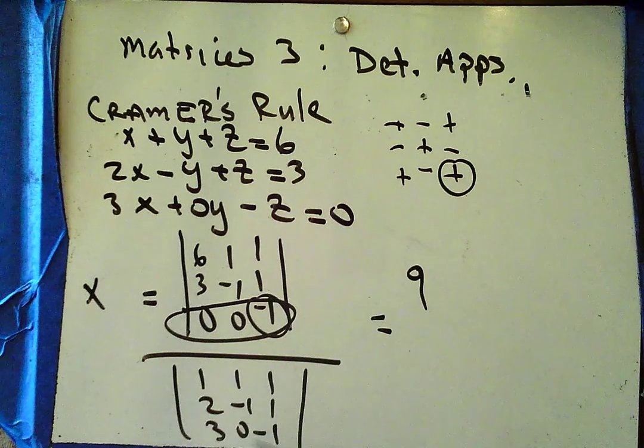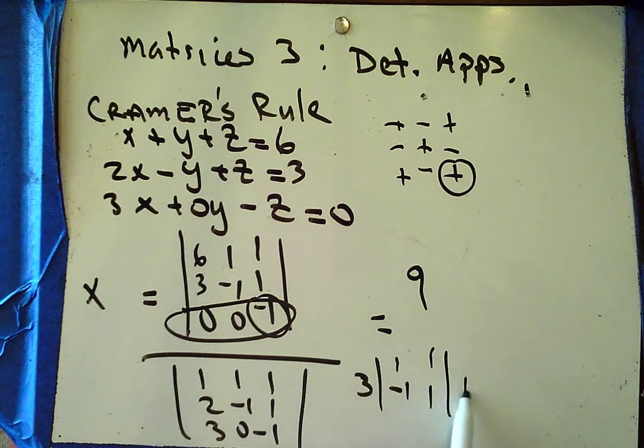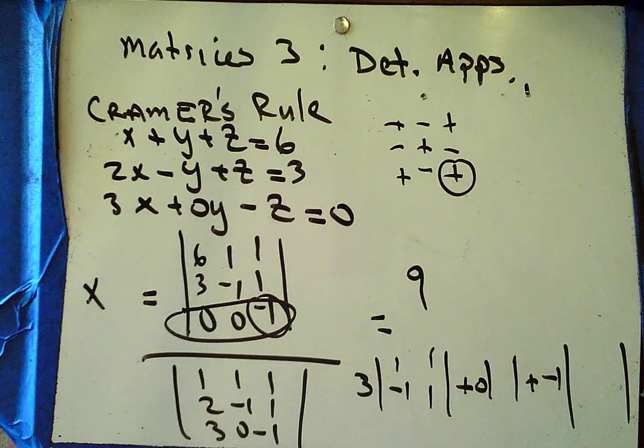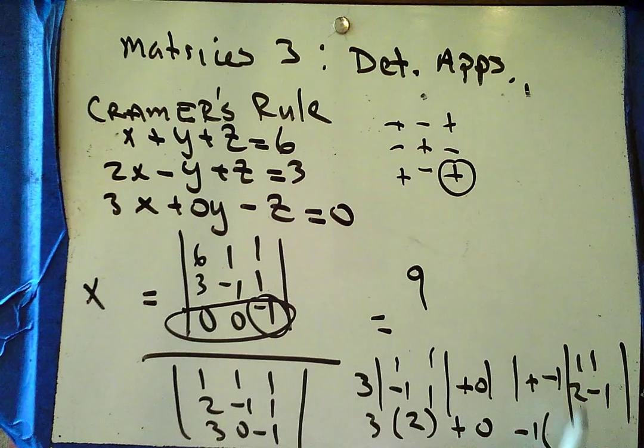Now what about my coefficient determinant? Well, I've got a 0 here, so I'm going to expand along this row. You can expand along, of course, any row or column, or you could even use your diagonals method. 3, 1, negative 1, 1, 1, plus 0 times stuff, plus a negative 1 times 1, 1, 2, negative 1. 1 minus a minus 1 is 2, plus 0, minus 1, negative 1 minus 2 is minus 3.